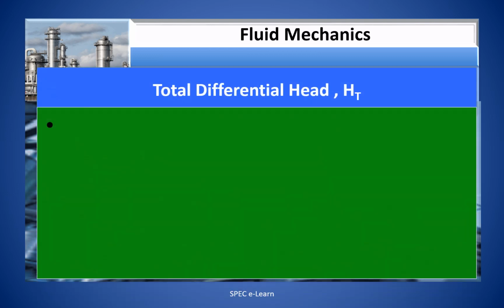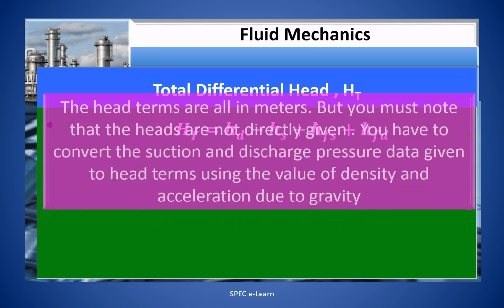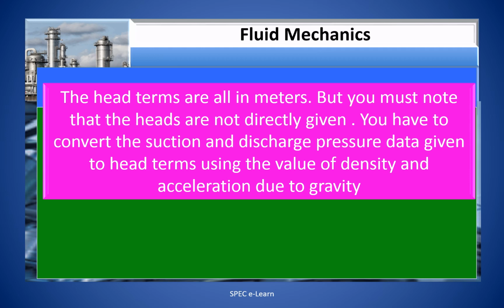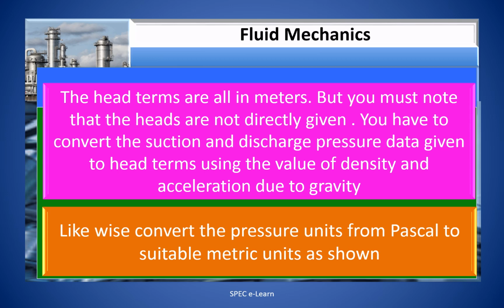The total differential head Ht is obtained from the formula Ht equal to Hd minus Hs plus Hfs plus Hfd. The head terms are all in meters, but you must note that the heads are not directly given. You have to convert the suction and discharge pressures given to head terms using the value of the density and acceleration due to gravity. Likewise, convert the pressure units from Pascal to suitable metric units as shown.